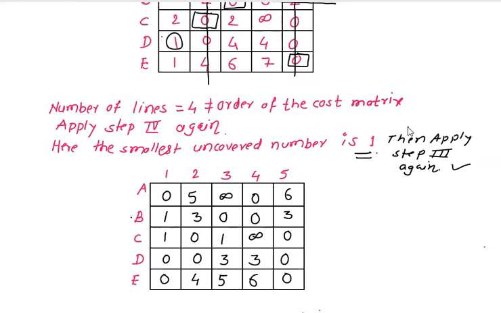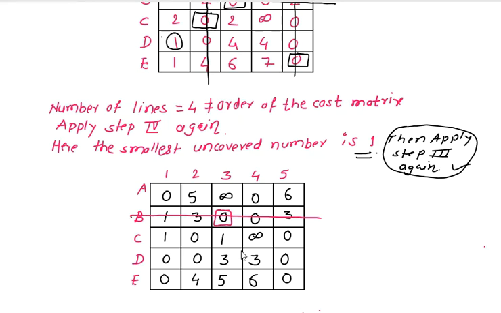Then repeat step 3 again. Look at the rows containing a single zero. First row contains 2 zeros, second row contains 2 zeros, third row contains 2 zeros, fourth row also contains 3 zeros, fifth row contains 2 zeros. Now first column contains 3 zeros, second column contains 2 zeros, third column contains a single 0. So let us make an assignment in the third column and we draw a horizontal line for this assignment.